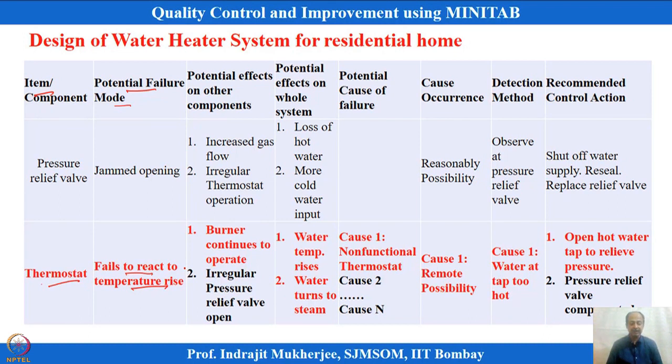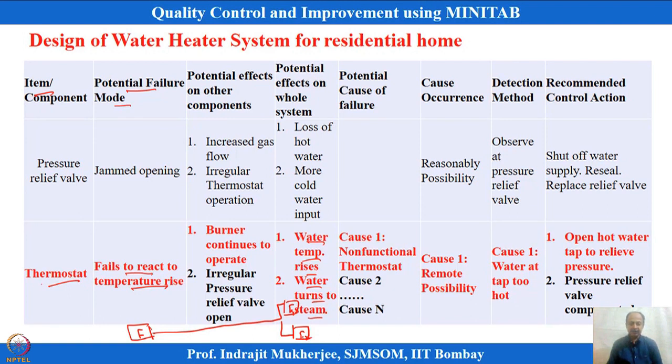If this happens, and the thermostat does not react to the temperature, what is the effect on the system? The water temperature will rise, and the water turns to steam. These are two possibilities, so one failure mode can lead to two effects, effect one and effect two. So these can be the potential failure modes we can think of, and for a potential failure mode there can be one effect or two effects, sub-effects like this. So there can be multiple effects for a single failure mode.